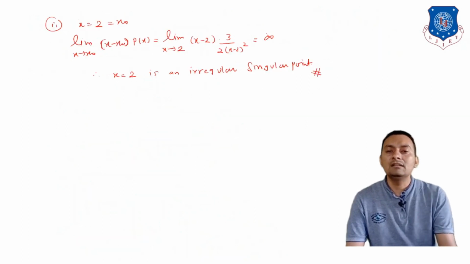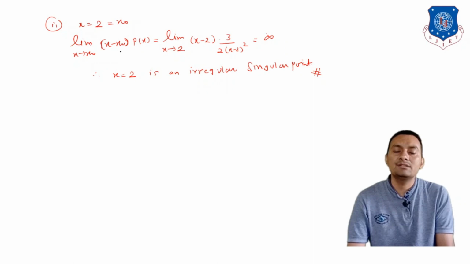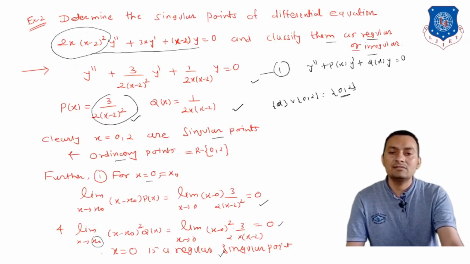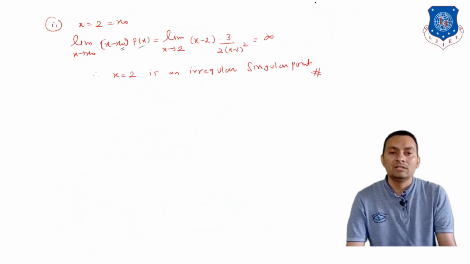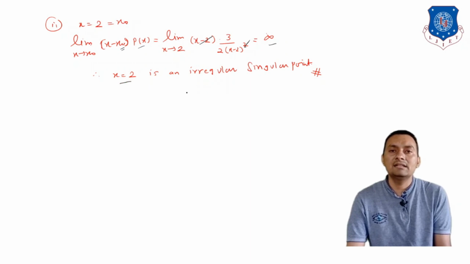But what about the other point, x equal to 2, that is our x0. So limit x tends to x0 of x minus x0 times p of x, but while we take the limit x tends to 2, x0 is 2, and p of x is 3 divided by 2 times x minus 2 raised to the power 2. Whenever we take the limit, one x minus 2 will be cancelled out, and in that case the limit is 3 divided by 0, and 3 divided by 0 is nothing but infinite. So we can say x equal to 2 is an irregular singular point.